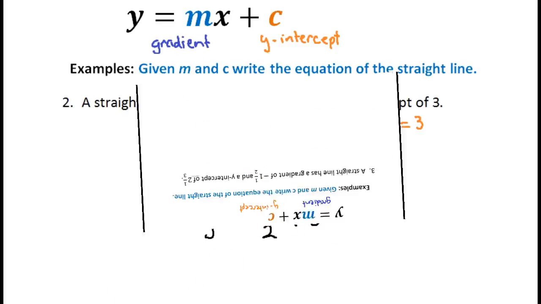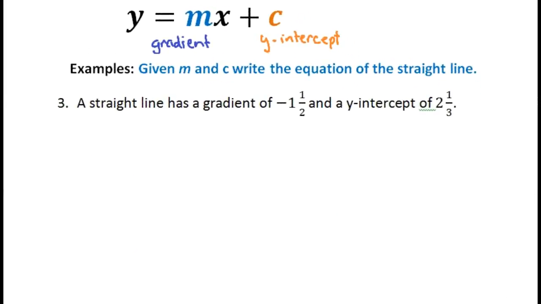In this example, a straight line has a gradient of -1 1/2 and a y-intercept of 2 1/3. Mixed fractions, we should change them to improper fractions first. So here m is equal to, well, how many halves in one whole? Well, there are 2 halves in one whole, so in 1 1/2 there are 3 halves. So that's -3 on 2.